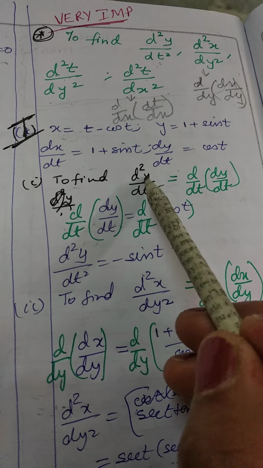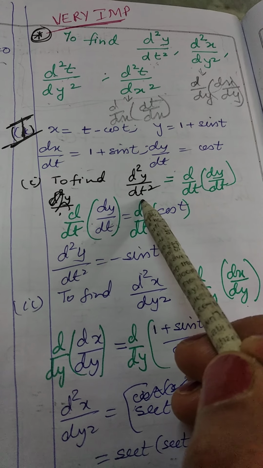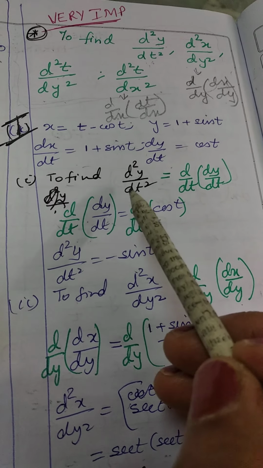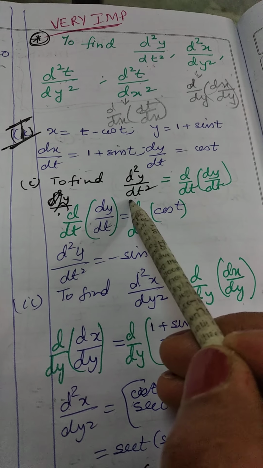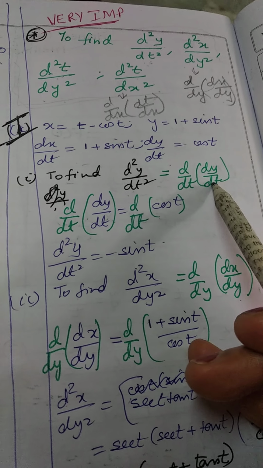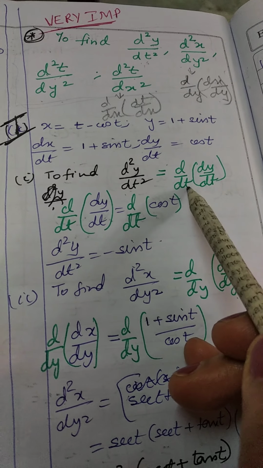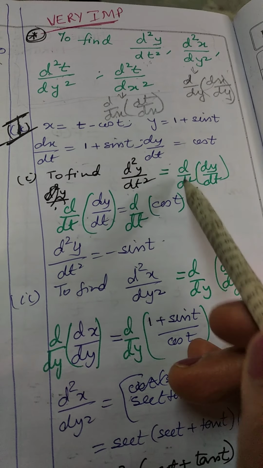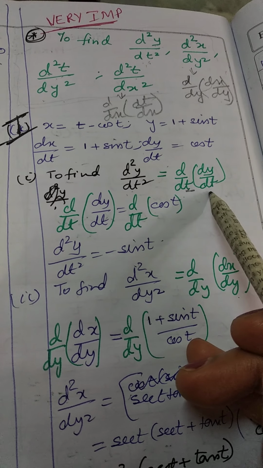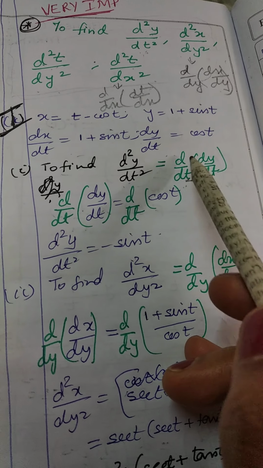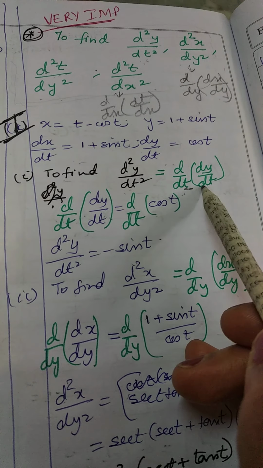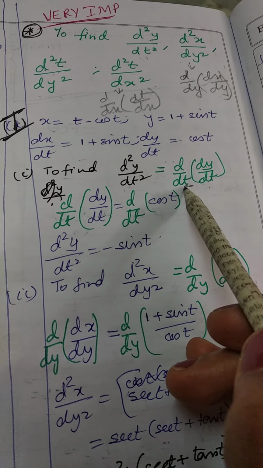Like to find d2y on dt square, this is to be rewritten. You have to understand which function has been differentiated again. It is dy on dt that has been differentiated with respect to t. So we have d dt of dy on dt. That is, d dt is the operator. So that means dy on dt is to be differentiated once again with respect to t.